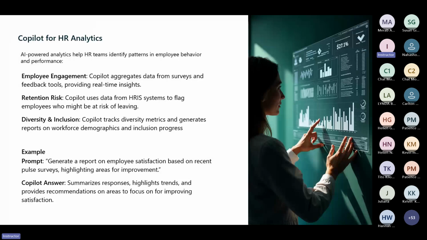Okay, so in conclusion, basically what I'm trying to say here is Copilot for HR analytics empowers HR teams with AI-powered insights into employee engagement, retention risk, and diversity efforts by automating data aggregation, analyzing trends, and generating actionable reports. You see, Copilot streamlines the HR analytics processes, saving time and enabling data-driven decision-making. With its predictive capabilities, HR teams can proactively address issues and improve employee experiences, all while maintaining efficiency and accuracy in the work environment as well.